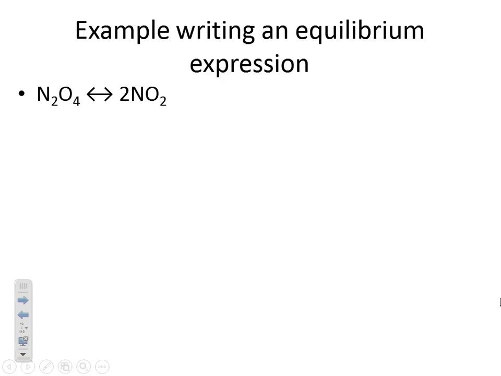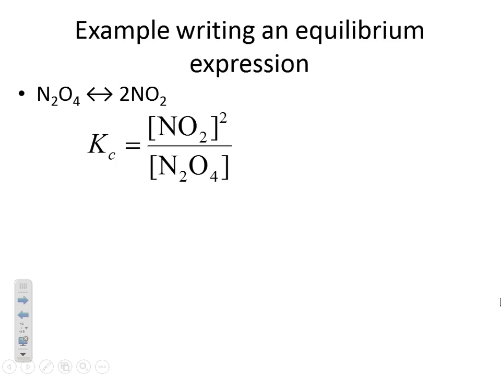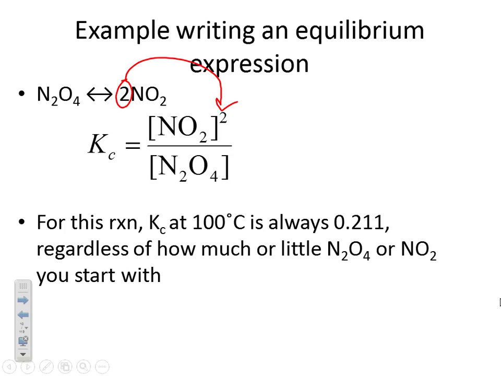So, example: writing an equilibrium expression. We have this reaction, N2O4 goes to 2NO2. Following our mold of products, which are on the right, divided by reactants, which are on the left, raised to their coefficient, we get a Kc expression for this. That's the concentration of NO2 squared divided by the concentration of N2O4. So again, notice that the 2 right there got turned into the exponent for the NO2.